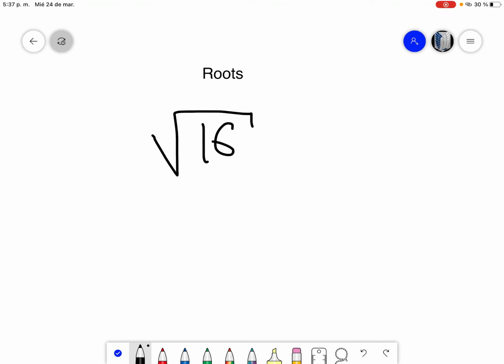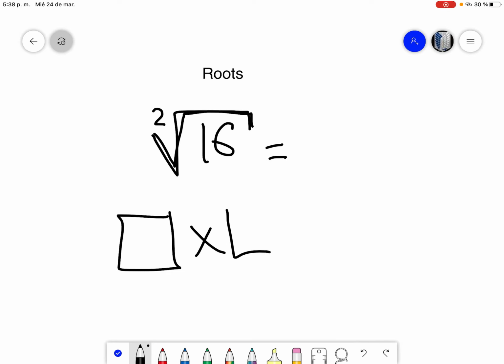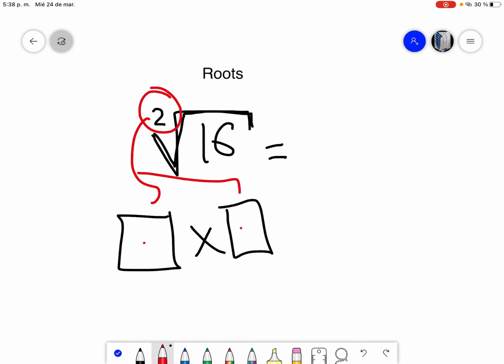16 inside and 2 here, this is called second root of 16 or square root of 16. Remember that with the 2 we can call it a square. And what is this? It is a number that if you multiply times itself twice, because the number here is 2, if you multiply the same number twice, you have the result of 16. So what number is that one? 4. Because 4 times 4 is 16. So the square root of 16 is 4. Okay, let's do it with another one.